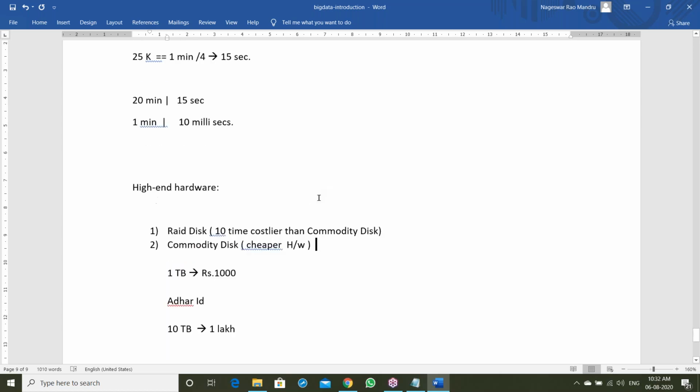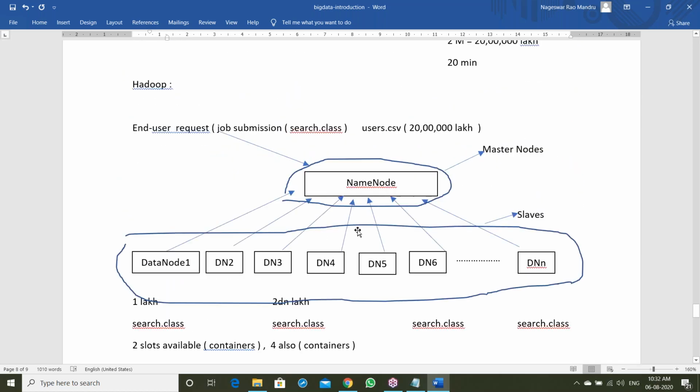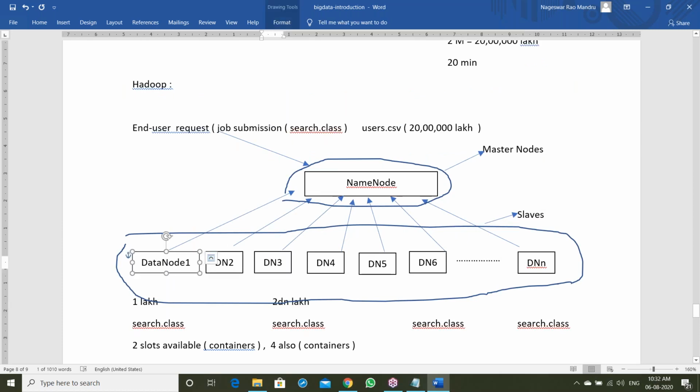The reason, I'll tell you. This is a Hadoop cluster, right? Here is a data node, and in this data node, data is stored. Suppose this node fails, the disk fails, there is loss of the entire data, because it's a commodity disk, right?